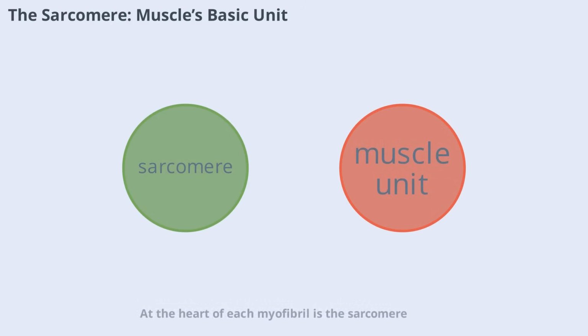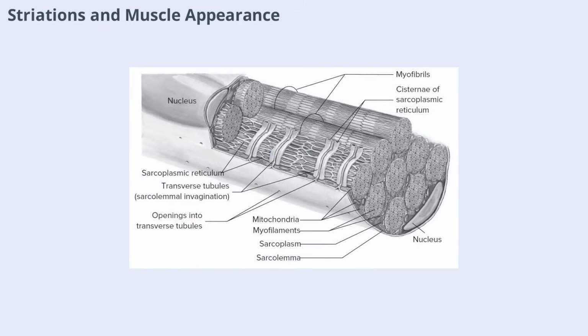At the heart of each myofibril is the sarcomere, the basic structural unit of muscle fiber. Sarcomeres are responsible for the striated appearance of skeletal muscle thanks to their alternating dark and light bands. The dark bands contain thick myosin filaments surrounded by thin actin filaments, while the light bands contain only actin. This precise arrangement is essential for muscle contraction, as the filaments slide past each other to shorten the sarcomere and, ultimately, the entire muscle.